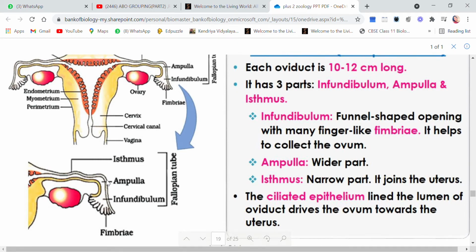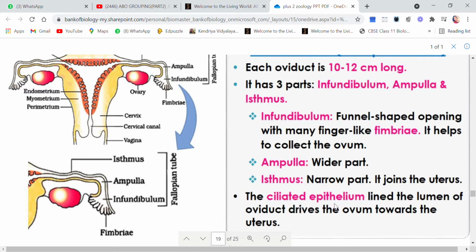Then the ampulla, this is the wider part of the fallopian tube, and the isthmus, which is the narrow part. The isthmus is the region which joins the fallopian tube to the uterus. This is the isthmus, and this helps to join the fallopian tube to the uterus.